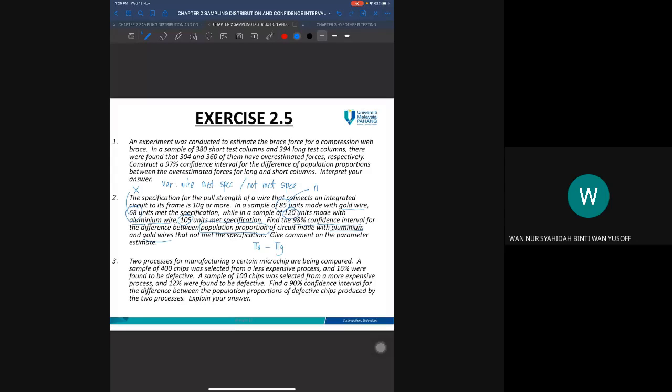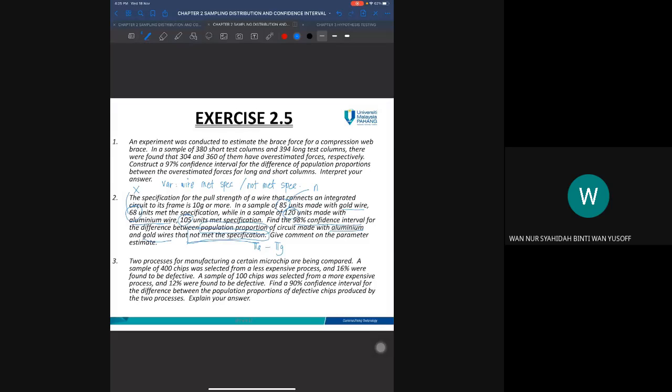Let's say that you do gold minus aluminium. We still accept your answer, but you will get a penalty. One mark will be deducted because you didn't follow the question. Okay. That not met the spec. What does it mean?